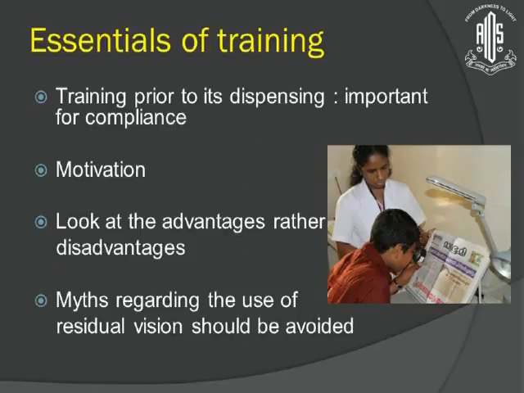Training is a very important part of low vision aid dispensing, and it is very important for compliance. The trainer has to motivate the user to look at the advantages of the low vision aid rather than the disadvantages. Because, for example, in a stand magnifier, the child may find it very cumbersome to carry the magnifier, and she might associate it with a social stigma because the child has to lean over the surface to read. But emphasize that she may be able to read the textbook or newspaper better with this. After this, most of the children, if they are fully motivated, accept the low vision aid.